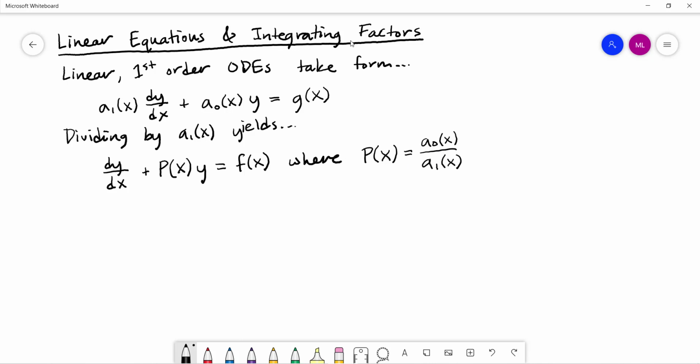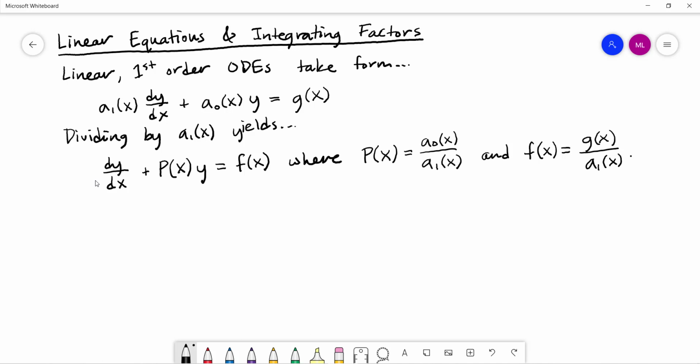And similarly, the thing I'm now calling f(x) is what I get if I take the old g(x) and divide it by a1(x). So it's just, again, some new function of x. So in general, you can always write a linear first-order differential equation in this form where the leading coefficient is 1. And that's going to make life a little bit easier. This is as generic as you can get. This is a linear first-order differential equation, and this is the starting point I want to work with.